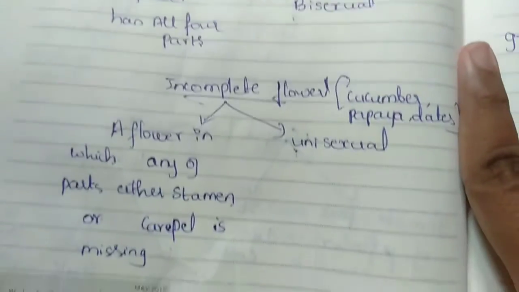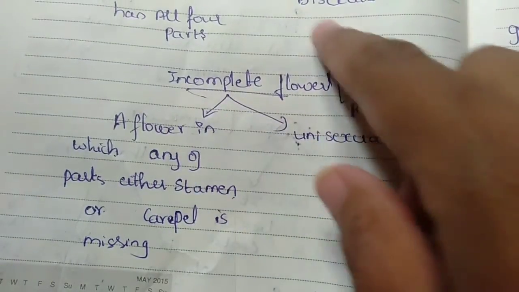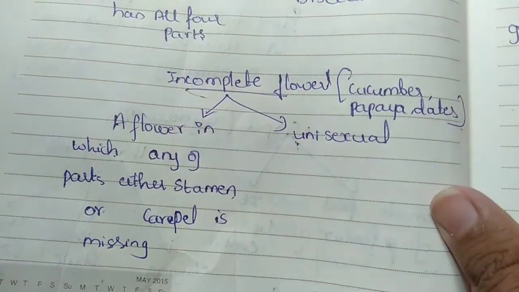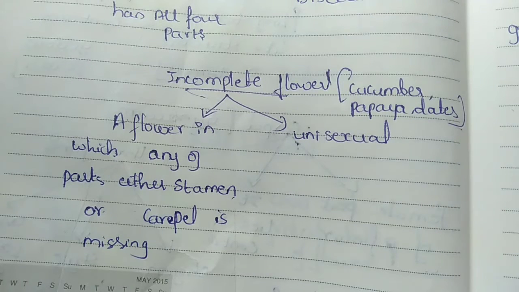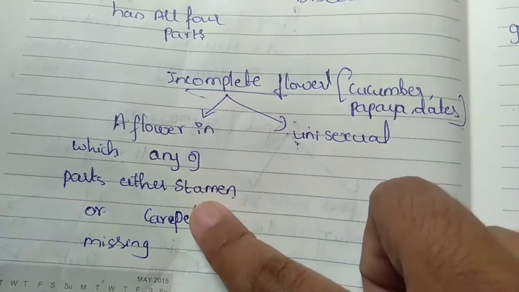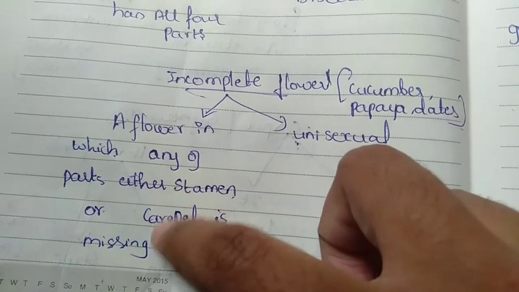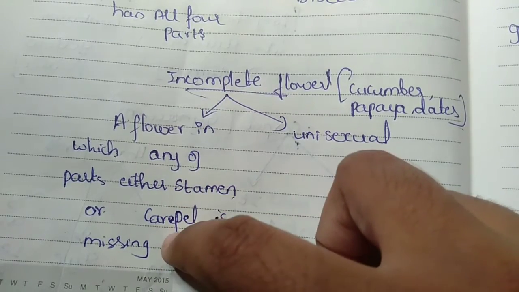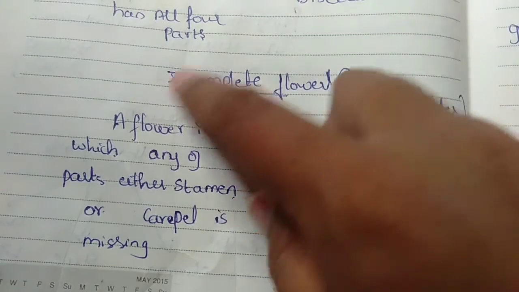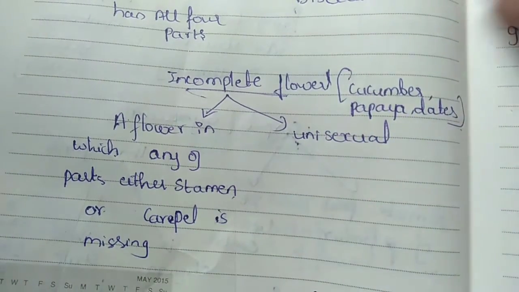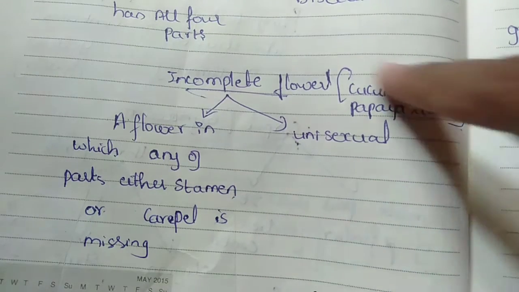Now I'll tell you what an incomplete flower is, where you can't see all the parts of the flower. The petals and the bud formation will be there, but the male and female reproductive parts, the stamen and carpel, will be missing. I said you can't see both the male and female parts in all types of flowers. One will be there, one will not be there. So we call this unisexual.